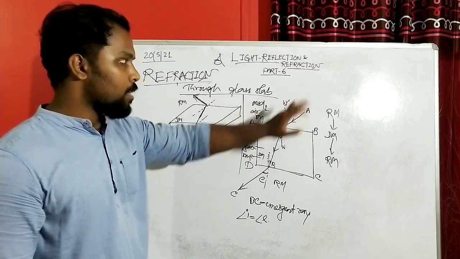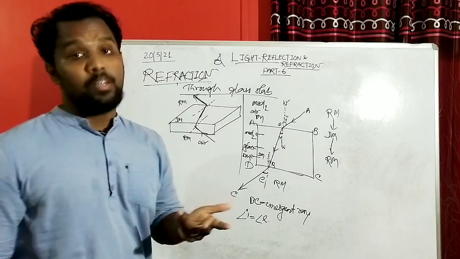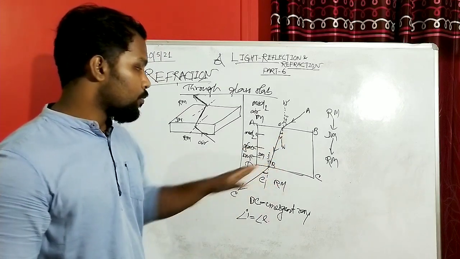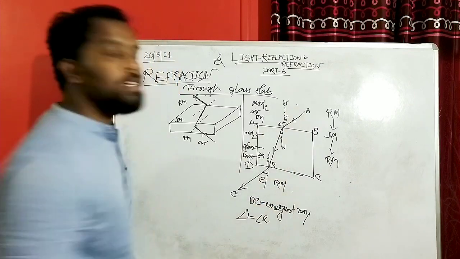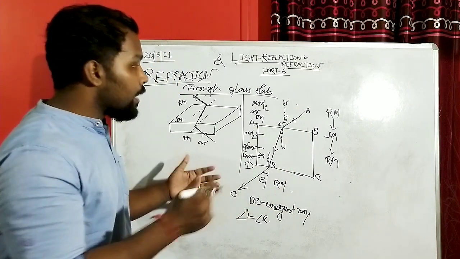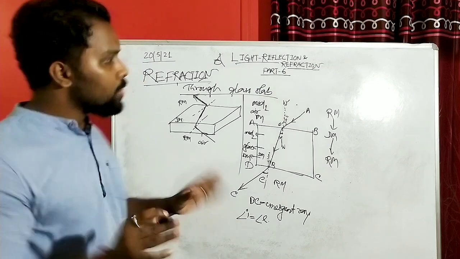For the first case, what actually happened: from air it moved towards the glass, which is a denser medium, and now from glass it again moved towards the rarer medium. So the density in this medium and this medium is quite the same. So the effect on the angle will be the same, right? So this is the fact.